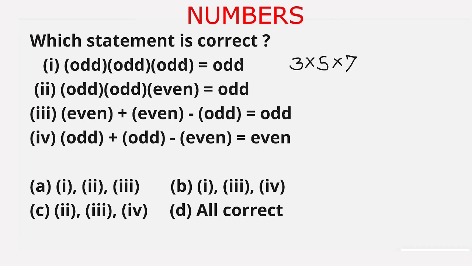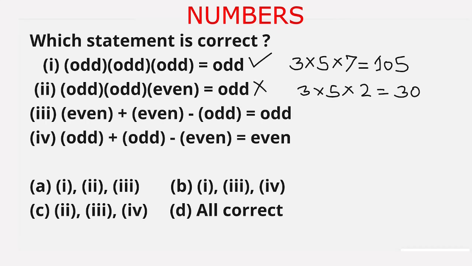All these 3 are odd numbers, and if we multiply these, then 3 times 5 is 15, and 15 times 7 is 105, and 105 is odd. So our first statement is correct. Now statement 2 is odd multiplied by even equal to odd. So we take odd number 3 multiplied by odd number 5 multiplied by even number 2. So this is 5 times 3 is 15, times 2 is 30, and 30 is an even number. So this statement is incorrect.